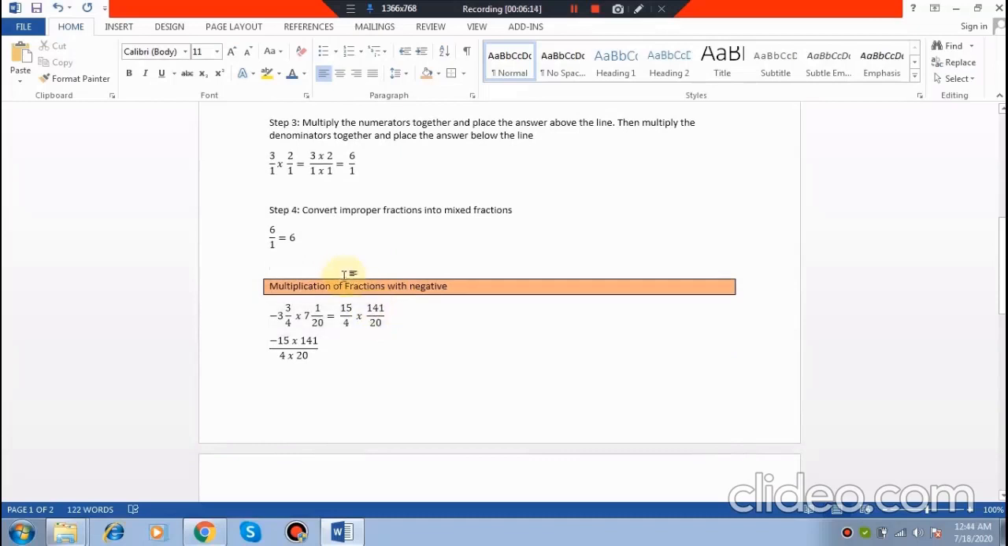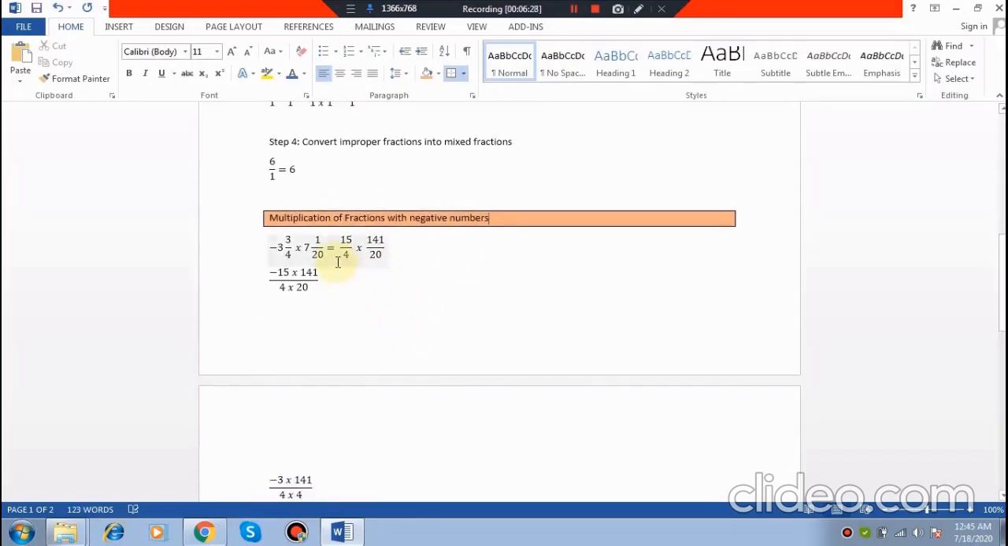So now we want to look at what if the fractions have a negative number. So multiplication of fractions with negative numbers. Alright, cool. And so this is an example that we need to do. First of all, we are given minus 3 and 3/4 times 7 and 1 over 20, right?